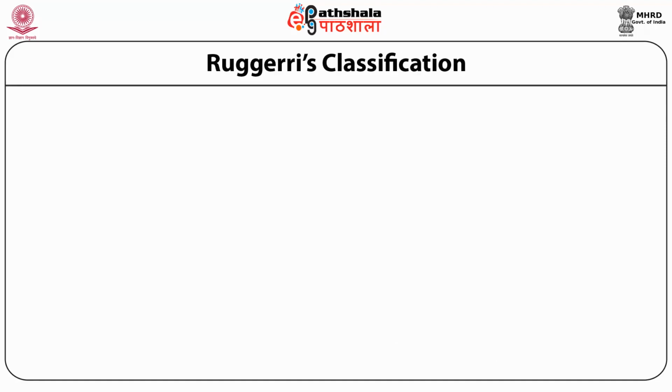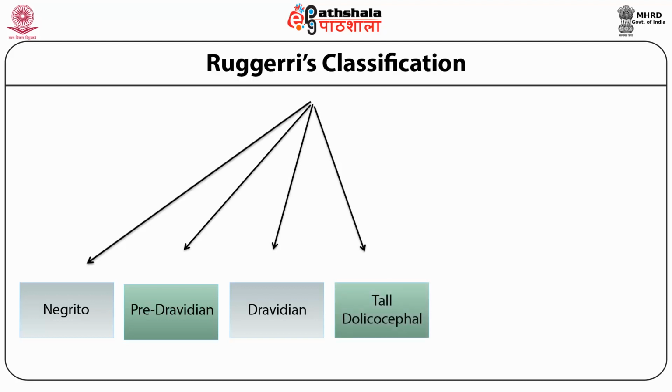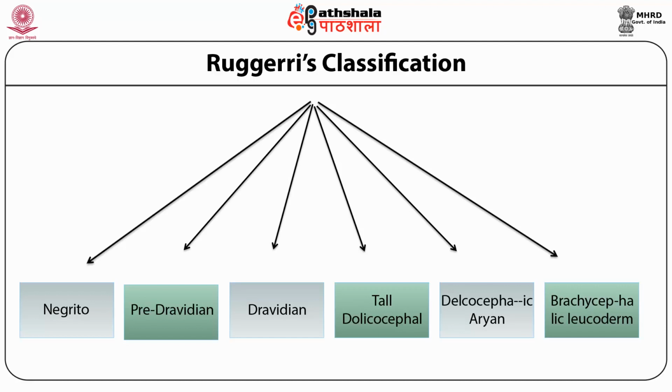Ruggeri's classification. Giuffrida Ruggeri classified the Indian population into the following categories. Number 1, Negrito. Number 2, Pre-Dravidian. Number 3, Dravidian. Number 4, Tall Dolichocephal. Number 5, Dolichocephalic Aryan. And finally, Brachycephalic Leucoderma. His classification was not briefly explained to understand the enormous variation of physical types among the people of India.